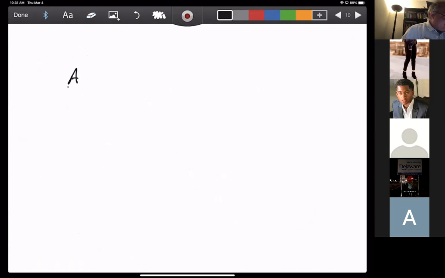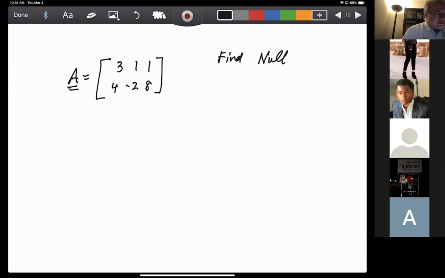So here's a matrix A: 3, 1, 1, 4, -2, 8. What is the null space of that matrix? And let's try to characterize it as a span of a collection of vectors.